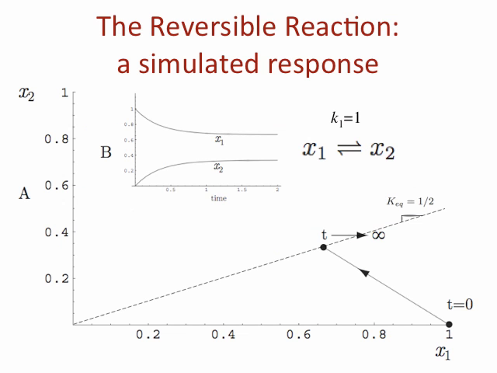I can also plot the dynamic response, where I show the concentrations as a function of time. And that is shown in this insert. So x1 starts at 1 and drops down to 2/3. x2 starts at 0 and goes up to 1/3. So if I ratio 1/3 and 2/3, I get 1/2. So that would be the ratio of x2 to x1 in the equilibrium state.